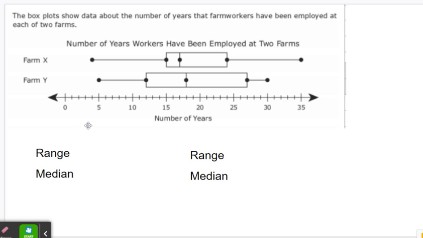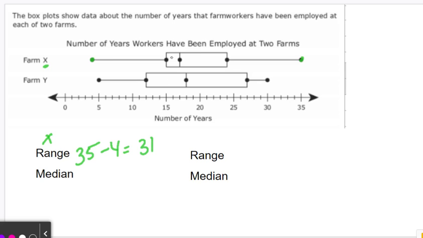We can find some data pieces that you should be familiar with now. We can find the range and the median. We cannot find the mode or the mean due to the way the data is represented. So if we start with farm X, we can find the range. We know the range is the high minus the low. So if we look up here, we see the low and the high being the last and the first dot. We have 35 for farm X minus 4, which gives us the range of 31.